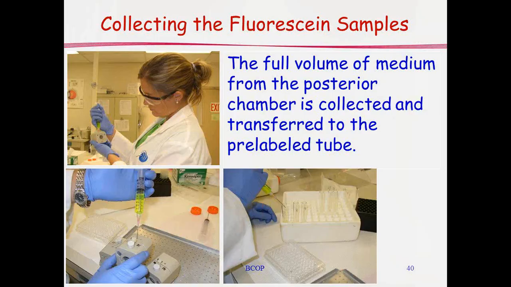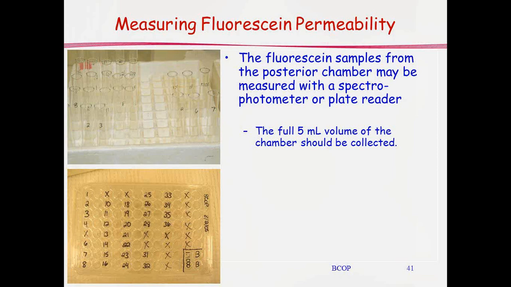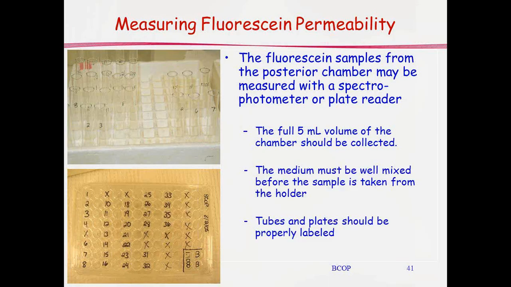At the end of the 90-minute period, we can sample the posterior chamber for the transmission or penetration of fluorescein. In these pictures, you can see that the sample taken from the posterior chamber is quite fluorescent green colored, clearly indicative of a degraded cornea. Now, we want to collect the full volume from the posterior chamber because it's very likely that any fluorescein that's passed through the cornea has not diffused homogeneously into the medium in the posterior chamber.